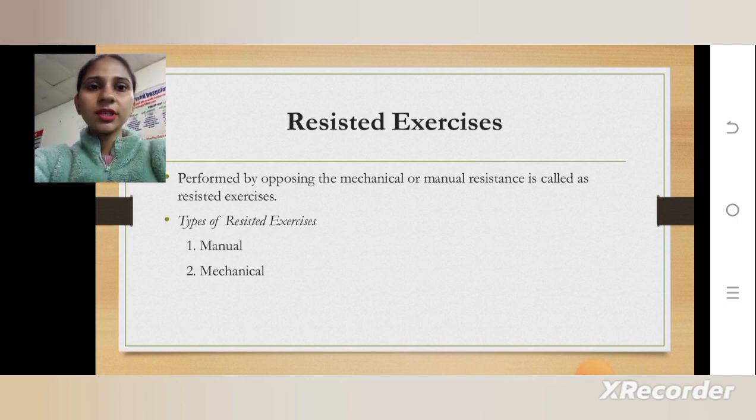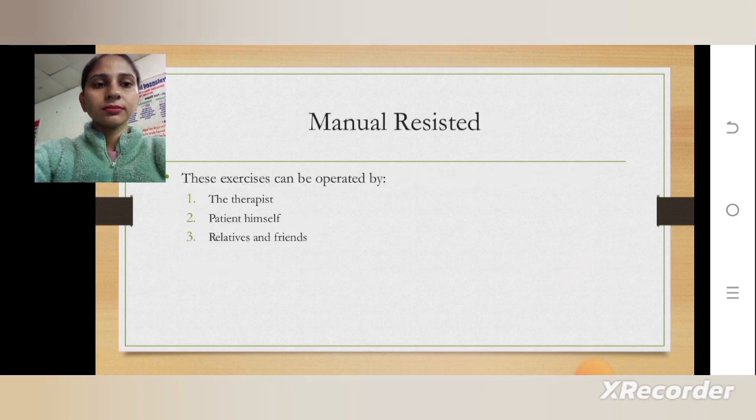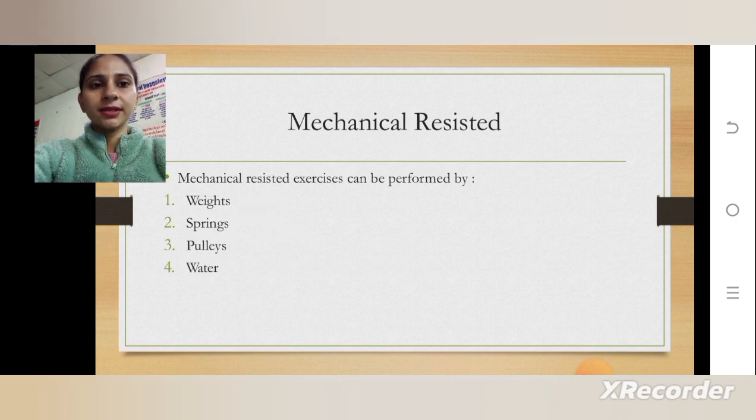So we're going to talk about the resistance exercises. Exercise performed by opposing mechanical or manual resistance is called resisted exercise. Now, the types of resisted exercise are manual and mechanical. In manual resisted exercise, the resistance can be applied by the therapist, the patient himself, or relatives and friends. The second one is mechanical resisted exercise, which can be performed by weights, springs, pulleys, and water.